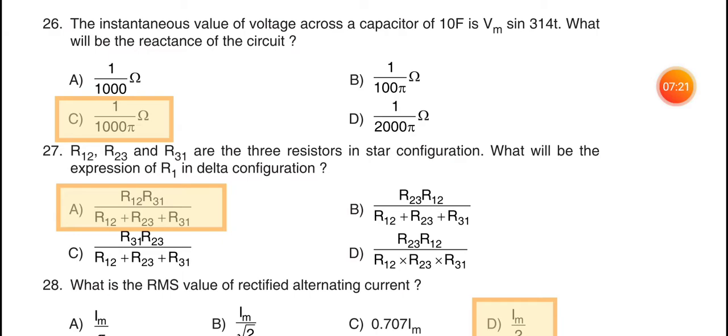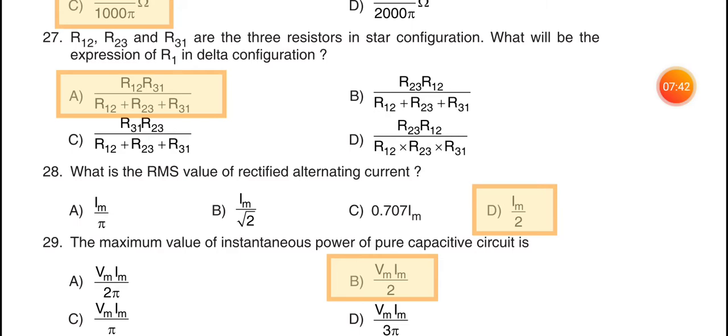26. The instantaneous value of voltage across a capacitor of 10 farad is Vm sin 314t. What will be the reactance of the circuit? Answer is 1 by 1000π ohm.